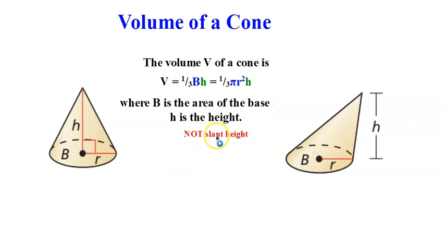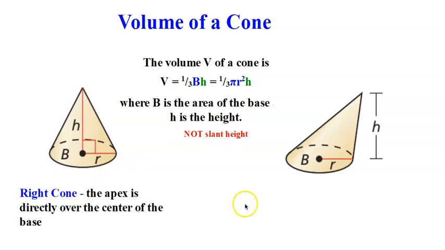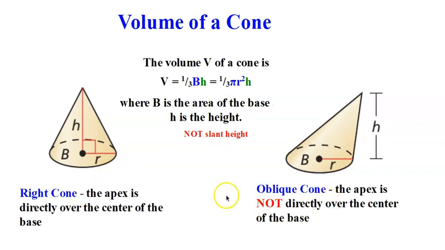Again, notice we want height, not slant height. We want the actual height right there. If it gave us the slant height, we've got a right triangle there, so we just use the Pythagorean theorem to get it. All right. Also, notice this works for right cones. It also works for oblique cones. Right cone, the apex is directly over the center. Oblique cone, the apex is not directly over the center. But the formula works either way.